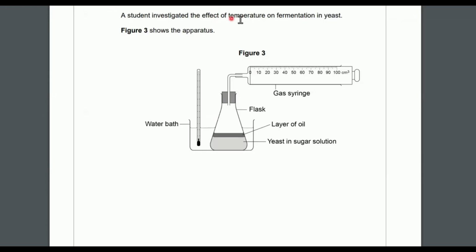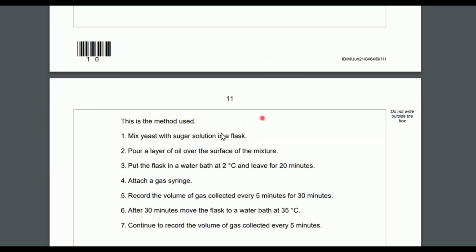Okay, a student investigated the effect of temperature on the fermentation in yeast. Figure 3 shows the apparatus. We've got a gas syringe. Should have had that in the photosynthesis experiment. We've got a water bath. They've got a thermometer to measure the temperature. We've got a layer of oil here, and that is to control the temperature. We've got a layer of oil and yeast in the sugar. We've got a flask. I bet they're going to ask us what is the oil for, but let's have a look. This is the method.